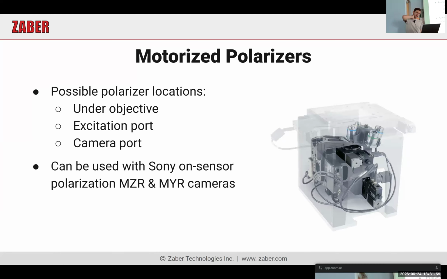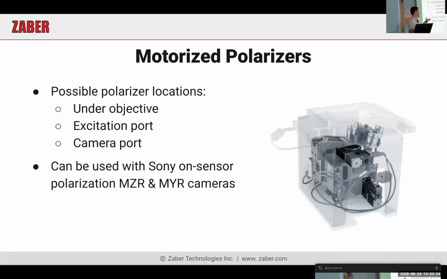Another relatively common request we get for materials, and microplastics has been a pretty common one lately, is for adjustable polarizers. There are 3 different places in the system where we can put a motorized adjustable polarizer. We can do it under the objective, at the excitation port, and at the camera port. There are also some really cool cameras that we've worked with.